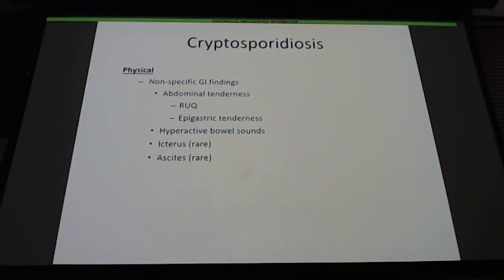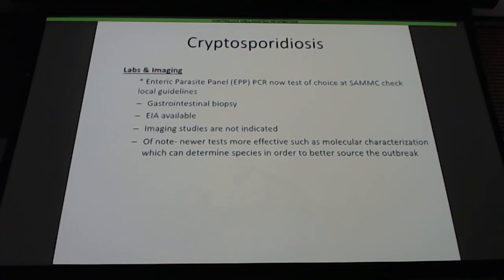Icterus and ascites are pretty rare. That usually doesn't happen unless we take a bad turn. And just like the other two that we talked about, Entamoeba and Giardia, O&P is what we'll use to find this in labs. If you really need to, you can do a gastrointestinal biopsy. That would not be you, that would be a doctor. Okay? If you really need to, you can try to use EIA or ELISA, looking for antibodies or antigens. Imaging doesn't help at all.